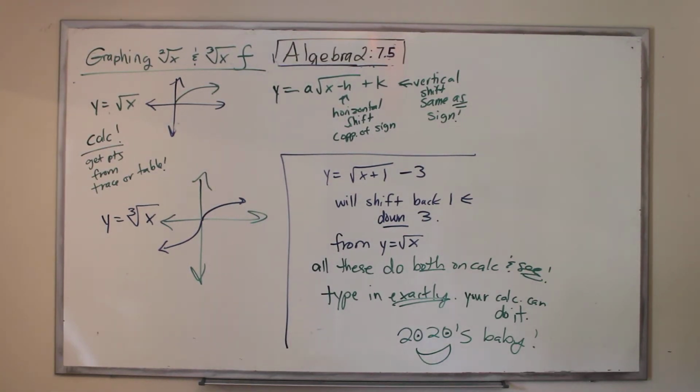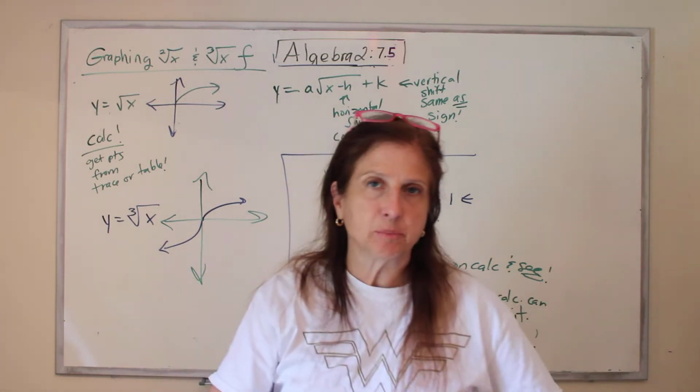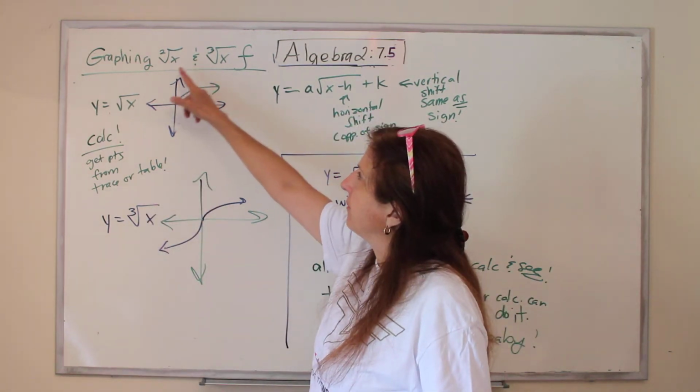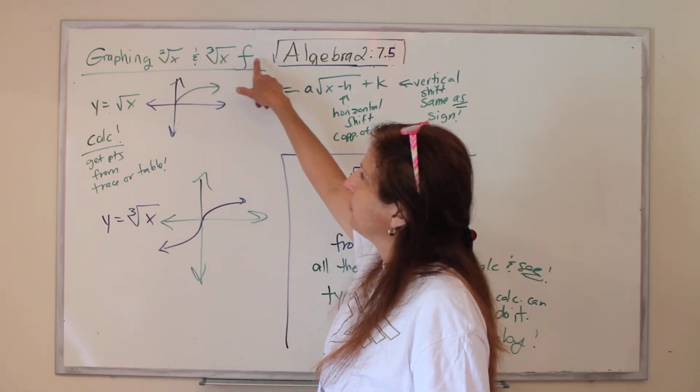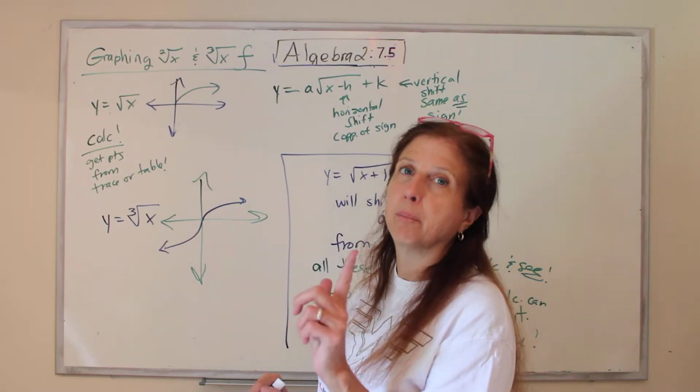Welcome back to Algebra 2, Chapter 7, Section 5 in this book. We are talking about graphing square root and cube root functions. See how I did the cool kid thing and abbreviated it?